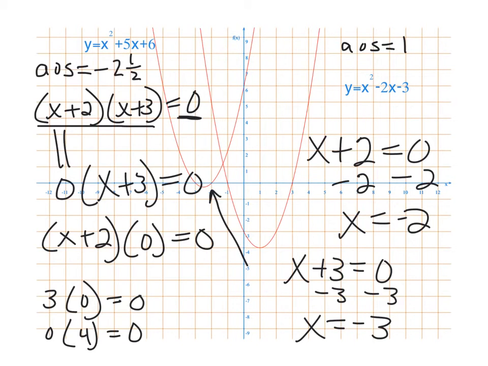And that's how we get our zeros, or our x-intercepts, or our solutions, or our roots, because those four terms all mean the same thing. Roots, zeros, solutions, and x-intercepts are all solved the exact same way.